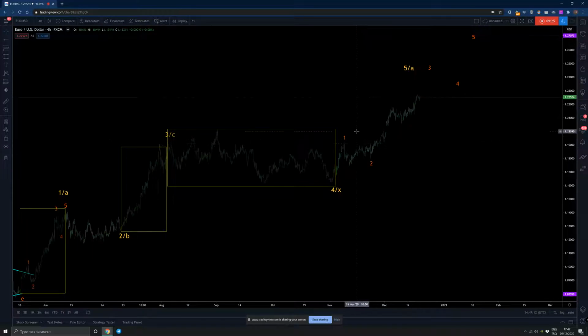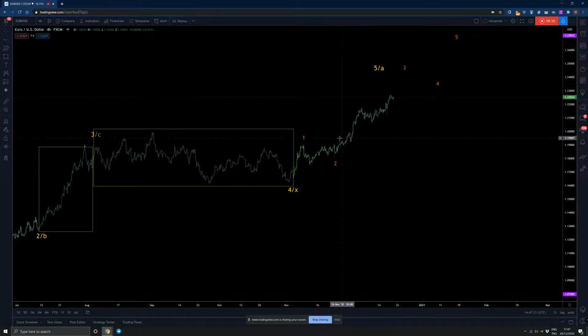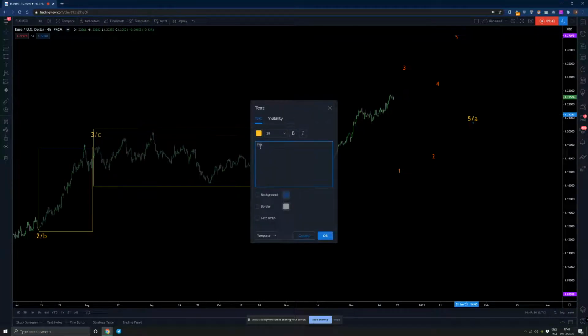So if this is a start, look, if I have more time and if I can understand what's going on here, I can make better guesses. So this is what we should do. If this is a wave, look, let's actually remove this and just write wave A.